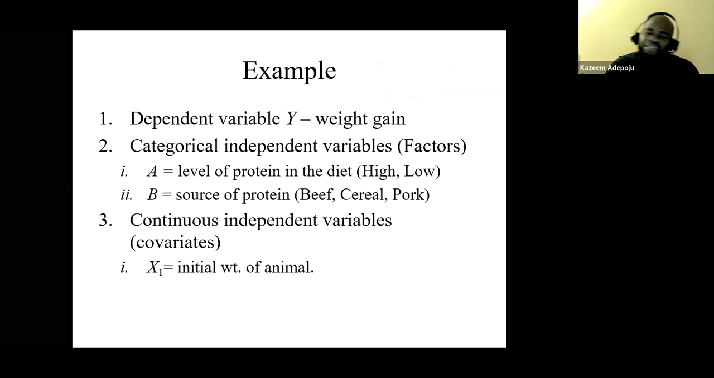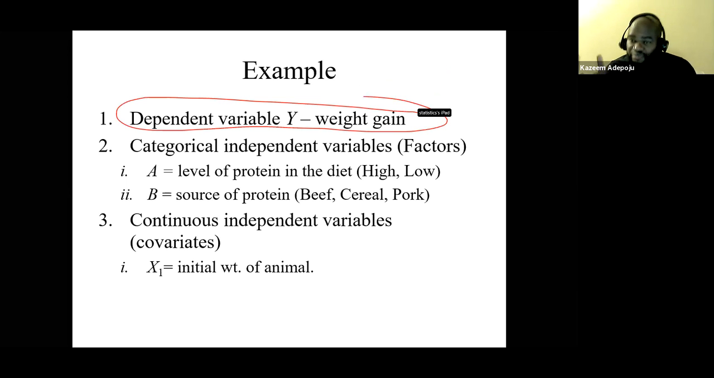Okay, now take a look at this example. This is similar to what I did. But the difference is that we consider the same dependent variable, which is weight gain, but in this example, there are two categorical factors. Factor A has two levels. That is the level of protein in the diet, which is very crucial to the weight gain of an animal. The levels could be high or low.